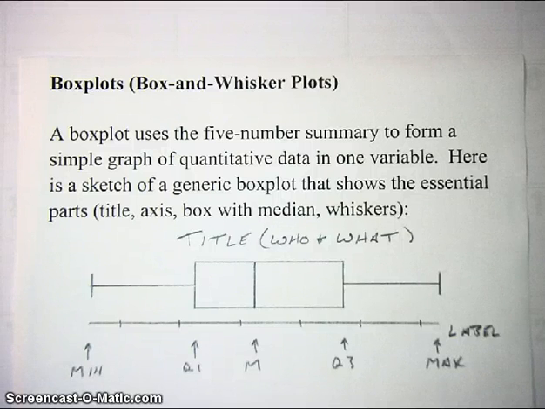Next, we're going to look at box plots, or box and whisker plots as they're also known. These are based on the 5-number summary. They're very simple and easy to draw.